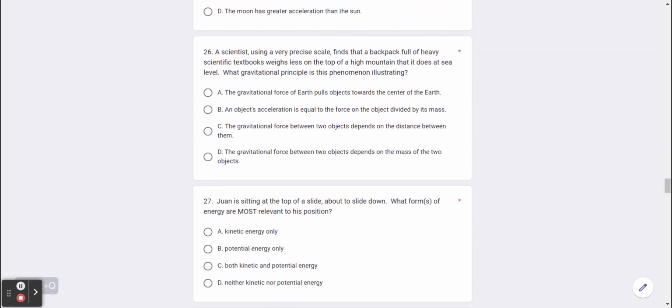26. A scientist using a very precise scale finds that a backpack full of heavy scientific textbooks weighs less on the top of a high mountain than it does at sea level. What gravitational principle is this phenomenon still illustrating?